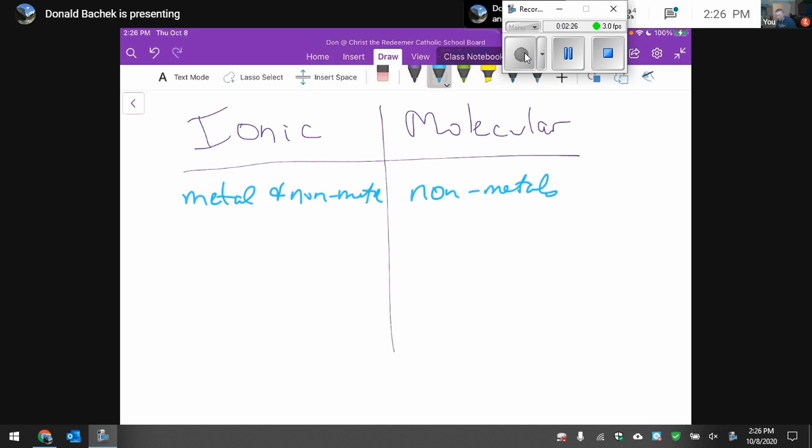We're looking for a little bit more of lesson 16 properties. There's nothing wrong with putting that down, absolutely. But let's think about some properties. How would we tell the difference between ionic and molecular? What are some things we could do? What are some things we could say about their differences here? Somebody else? Jackson?